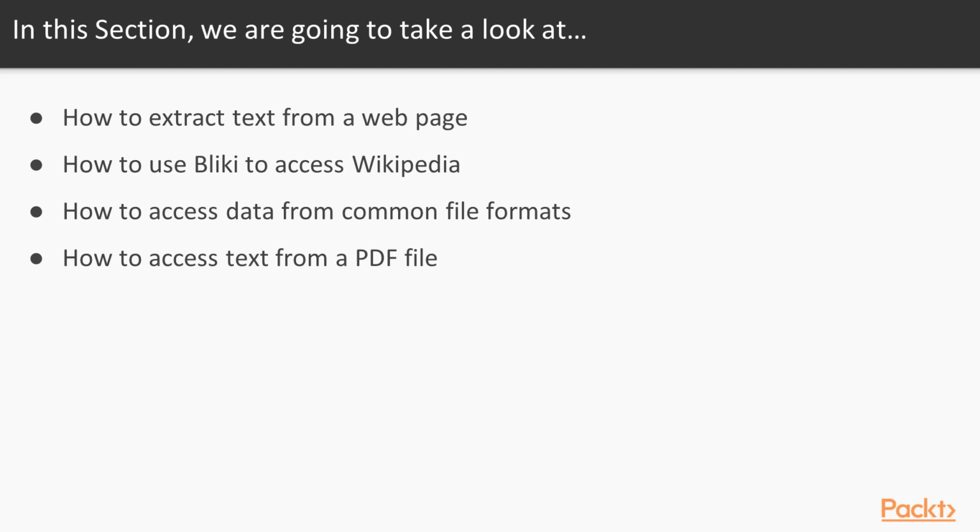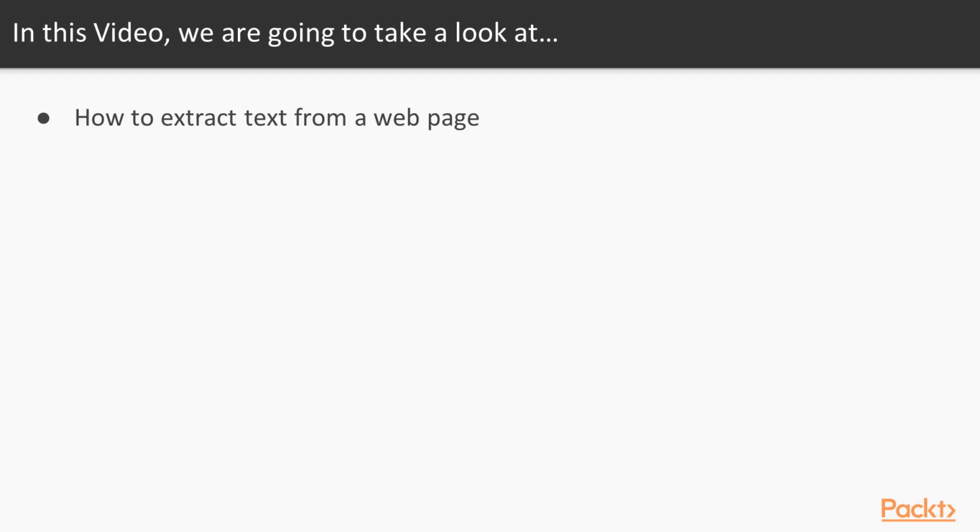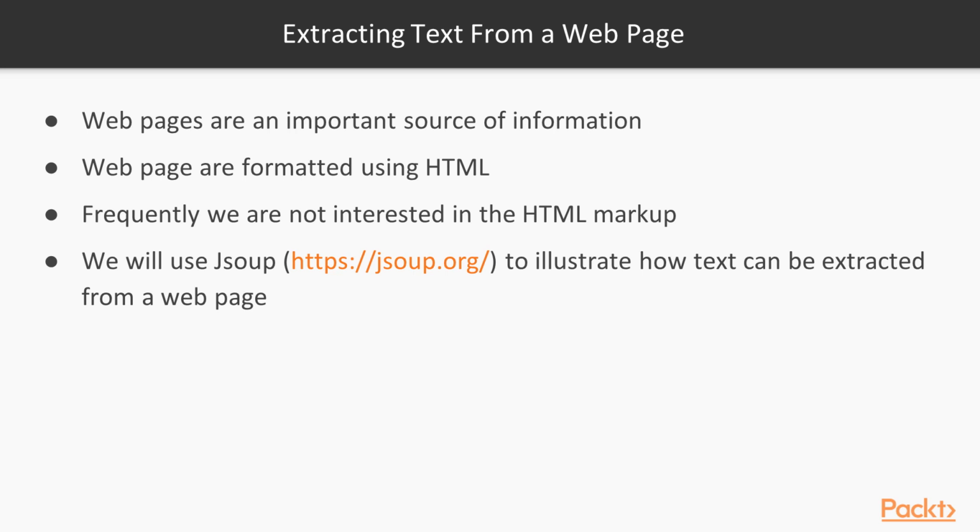Let's see how we can extract text from a web page. In this particular video, we'll be looking at how to use JSoup to extract text from a web page. We will start out by creating a NetBeans project, a Maven project. Once we set up our Maven project, we'll show how to access the POM file that allows us to access the JSoup API.